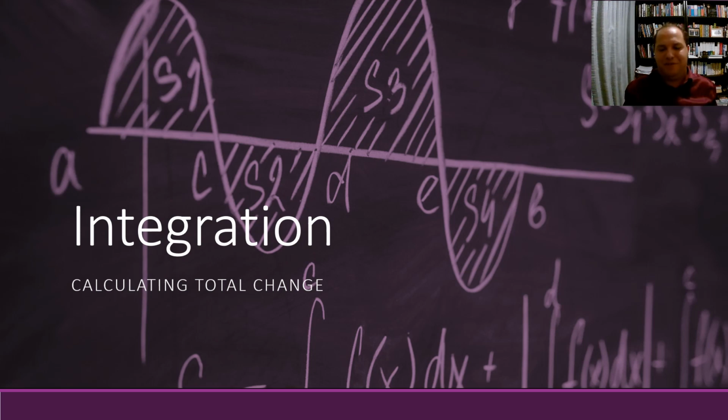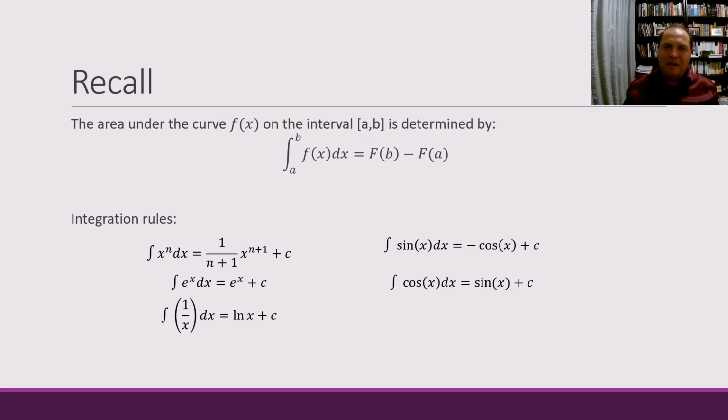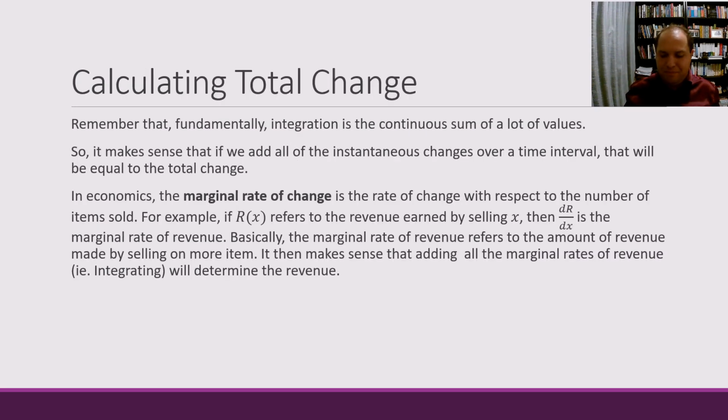Hey students, in this video we're going to look at how to calculate total change using integration. After watching this video you should be able to calculate the total change by integrating instantaneous or marginal rates of change. Key things to remember: the fundamental theorem of calculus, we've always been coming back to it recently, to find the area underneath a curve, and also remember all our integration rules. We might be using those depending on the sort of problem that we end up having to solve.